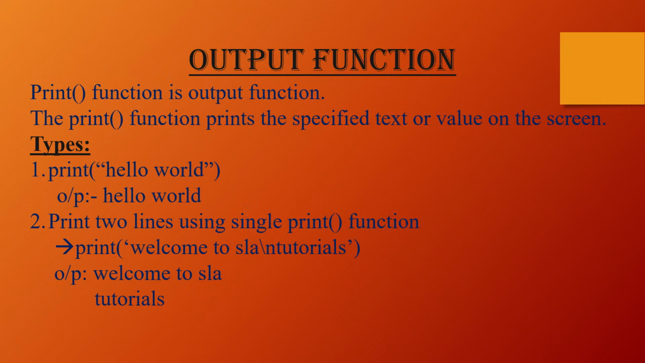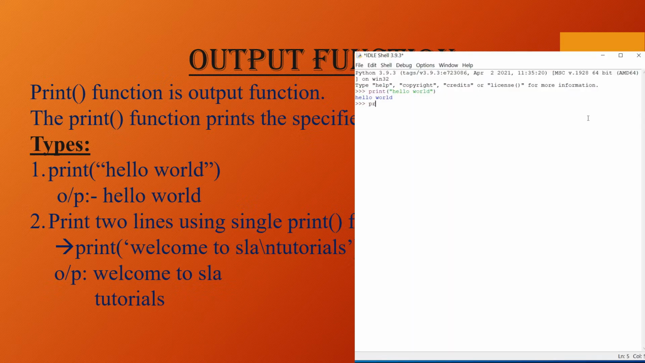Next, print two lines using single print function. If we want to print the two lines, we need to use two print functions, but by using \n, we can print two lines by using single print function. We'll see print of in single quotes welcome to SLA \n tutorials, then press enter. We'll get the output as welcome to SLA and tutorials in two different lines.